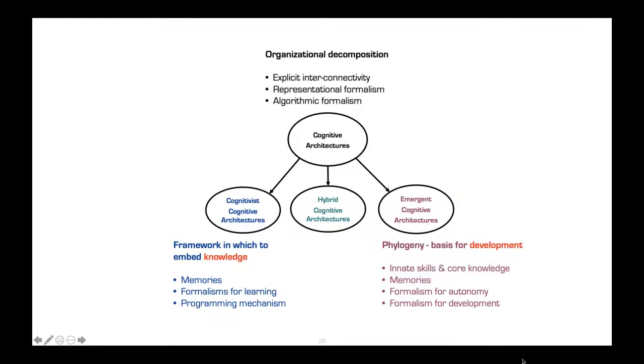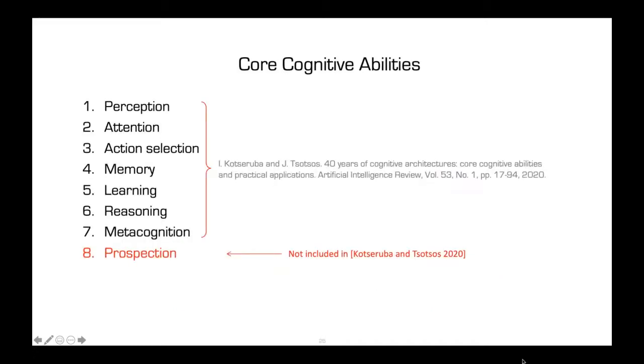On the left-hand side, the cognitivist cognitive architectures focus on knowledge, and on the right-hand side, it's effectively more about the phylogeny, the state of the system before it starts developing. So the basis for development. And there are many different cognitive abilities that you'd like in your cognitive architecture to facilitate.